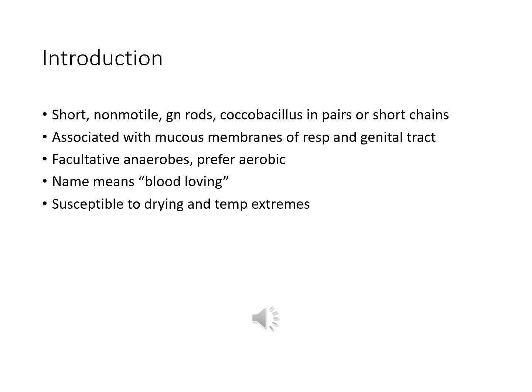They don't actually gram stain very well, so sometimes you really have to go and put in the extra effort to find them in a gram stain. Haemophilus are associated with mucous membranes of the respiratory and genital tract. They are facultative anaerobes, although they prefer aerobic. The name itself means that they are blood-loving, and they are susceptible to drying and temperature extremes, just like the Neisserias are.